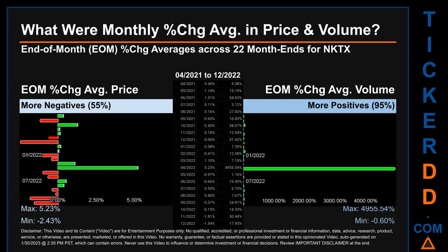Price saw an end-of-month max of 5.23% in average percentage change along with a minimum of -2.43%. For volume, the maximum and the minimum monthly percentage change were respectively 49.55% and -0.60%.